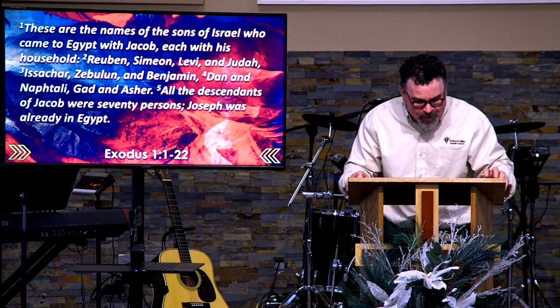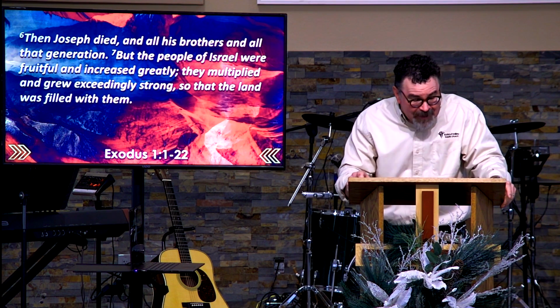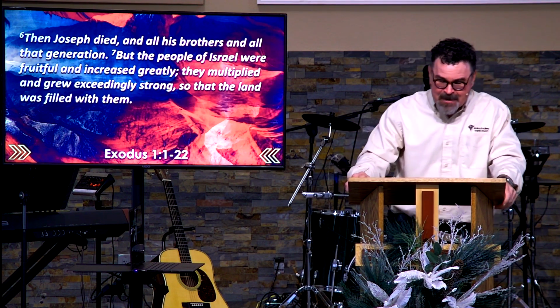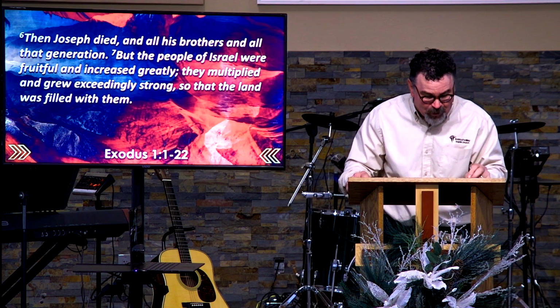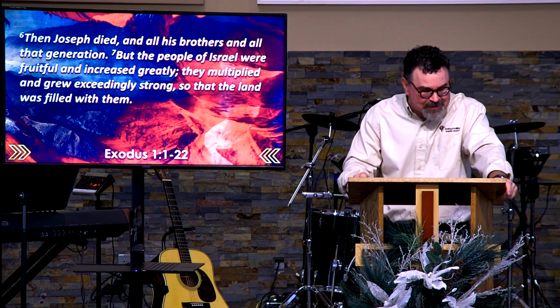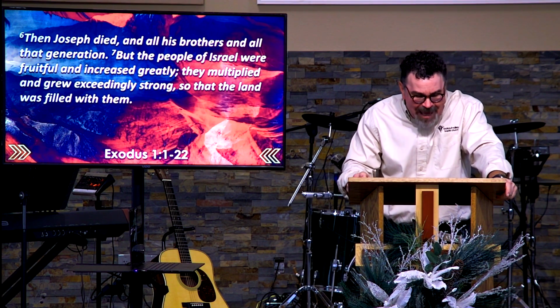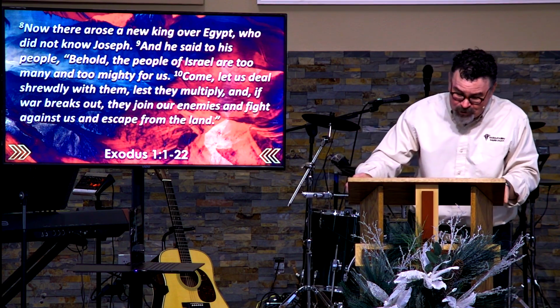All the descendants of Jacob were 70 persons. Joseph was already in Egypt. Then Joseph died, and all his brothers and all that generation. But the people of Israel were fruitful and increased greatly. They multiplied and grew exceedingly strong, so that the land was filled with them. Now there arose a new king over Egypt who did not know Joseph.